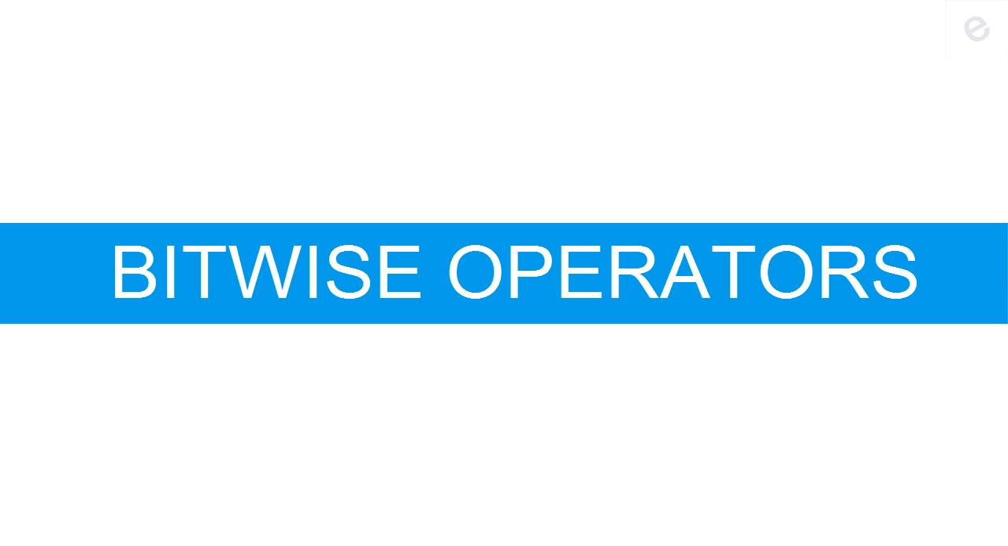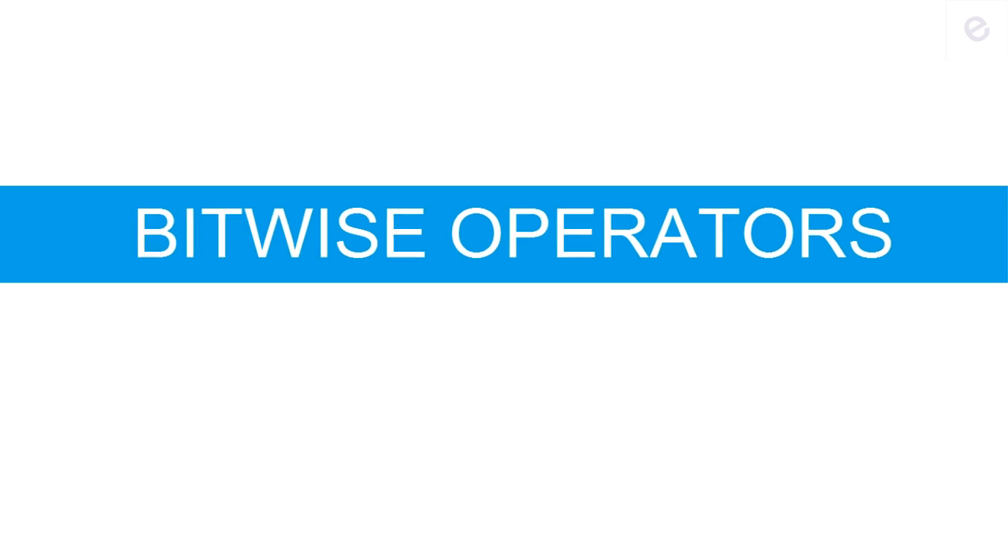As a result, C contains an operator known as the bitwise operator that works on bits, that is 0 and 1. Unlike the relational or logical operators that return 0 and 1, it returns a binary number, like 01001. So let's see how it works.